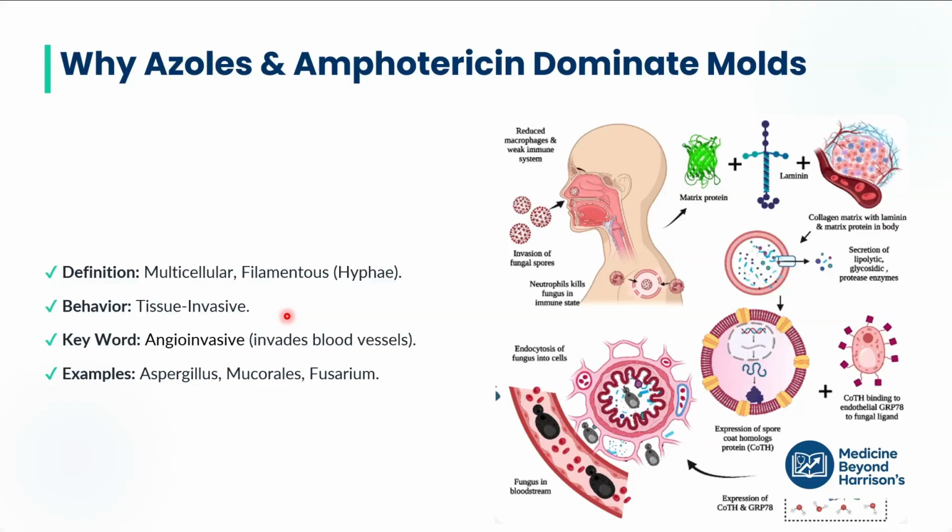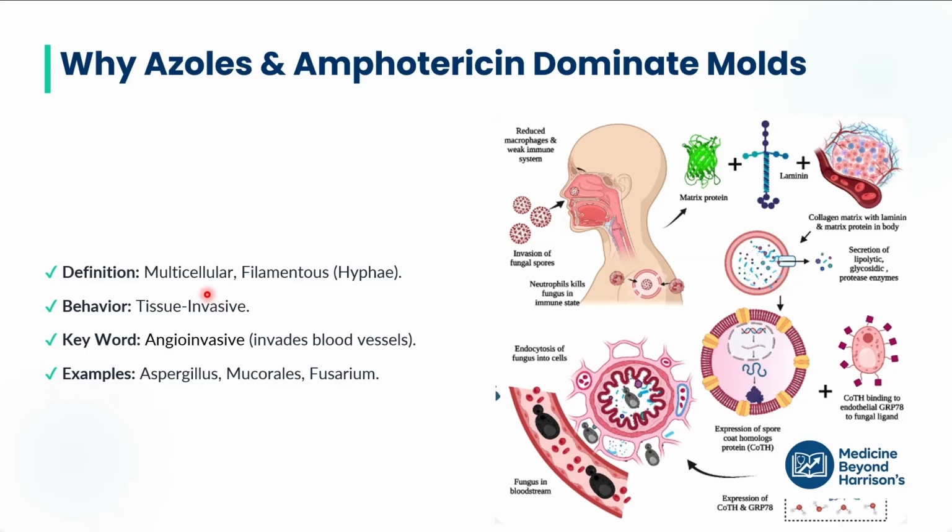So azoles and amphotericin dominate molds. Why is amphotericin still alive in 2026? It is a very toxic drug to human beings. It actually attacks the cholesterol content of human cells, causing renal tubular toxicity. Even though all this is there, it is still being used in 2026 in liposomal form because of its usage for resistant fungi, and for fungi such as Mucorales and Fusarium.